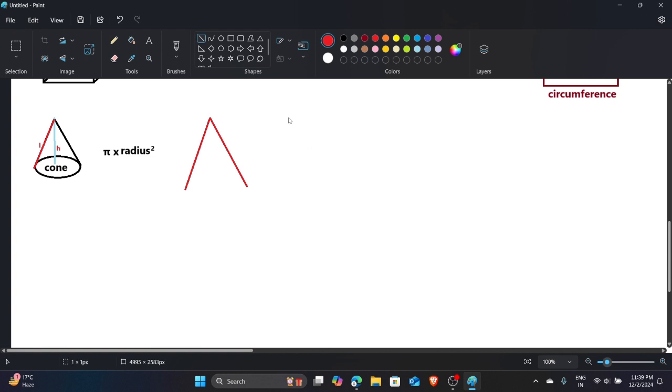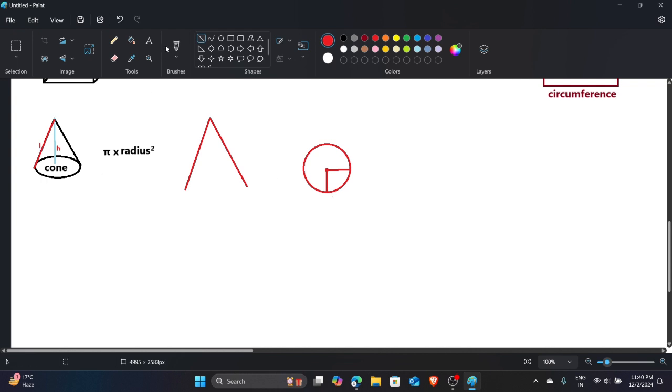So suppose this is the circle, and this is its center point. Now you want to make a cone, so just simply cut this circle from here. You cut this portion and you roll it, you join this corner to this corner. So you get this kind of shape, okay.